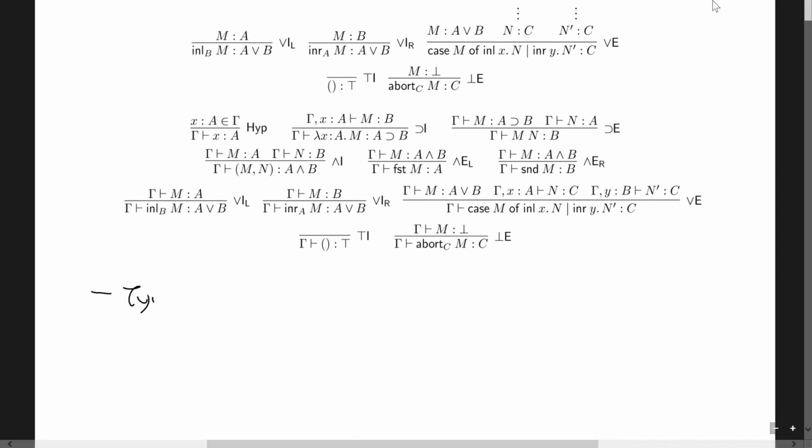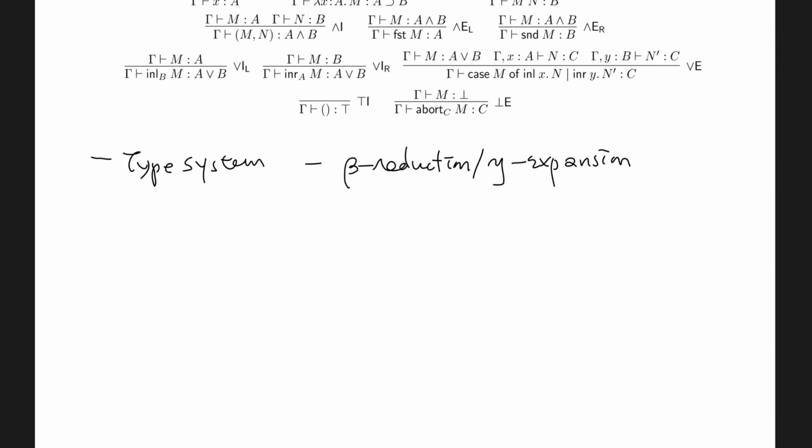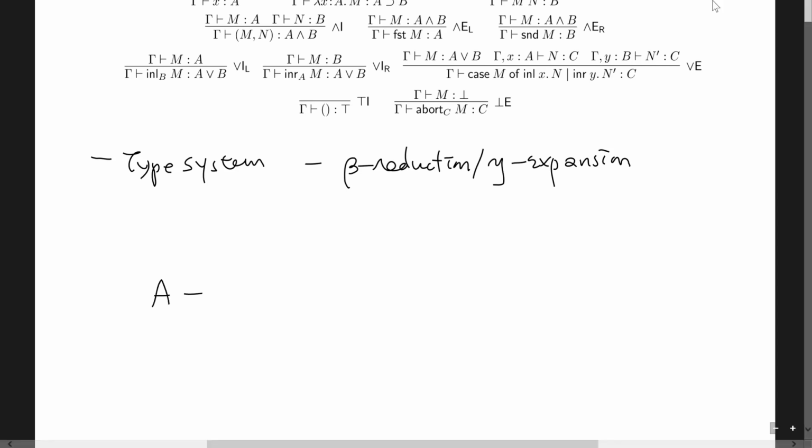So the topic for the lecture today is type system. And also we will look at beta reductions and eta expansion. So previously we formulated natural reduction system using truth judgment.